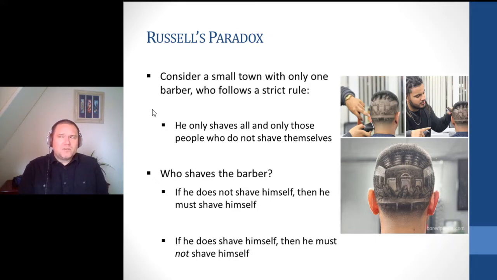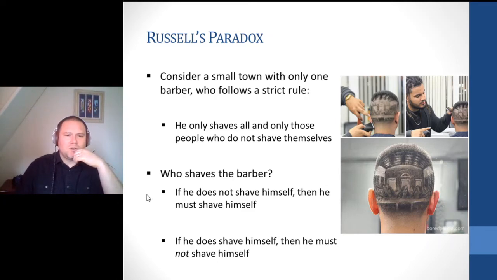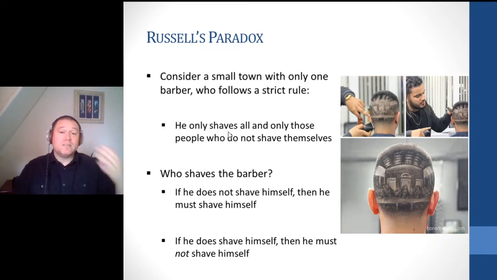We ask, who shaves the barber? The barber is a member of the town, and he might want to be shaved. So who shaves him? Well, let's look at the barber's rule. The barber's rule suggests that if the barber doesn't shave himself, well, then he would be one of those people who doesn't shave themselves. So then he must be shaved by the barber. But he is the barber. So if he doesn't shave himself, then he must shave himself.